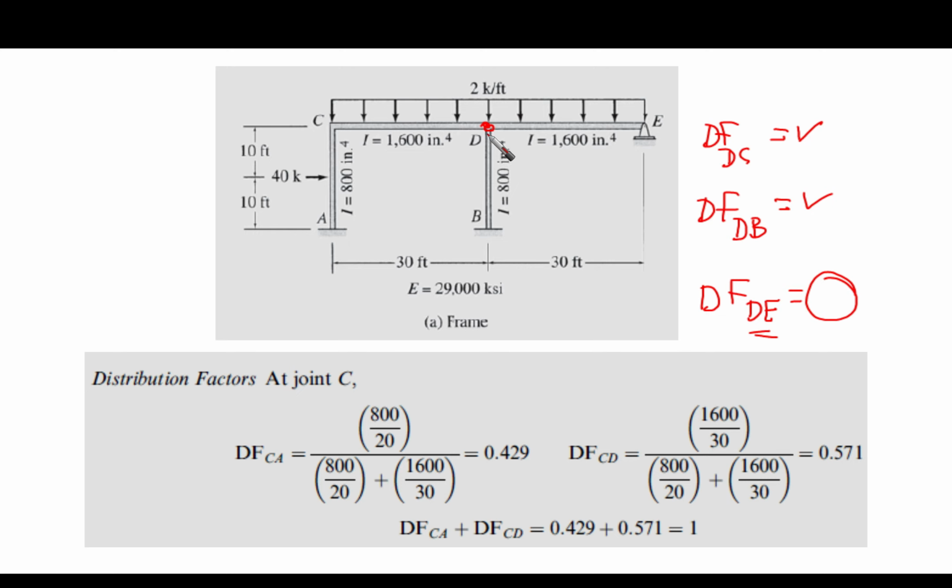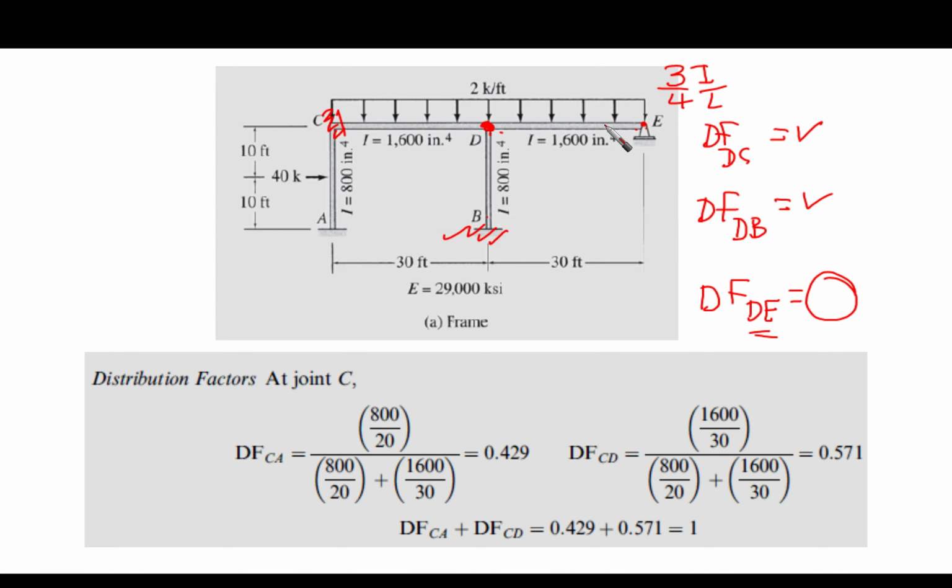Remember, well, only one thing needs to be understood here. When you look at D and look at the far end here, which is C, it is fixed, and B is fixed. However, E is hinged. This means that the relative stiffness of member DE is going to be exactly 3 over 4 I over L.